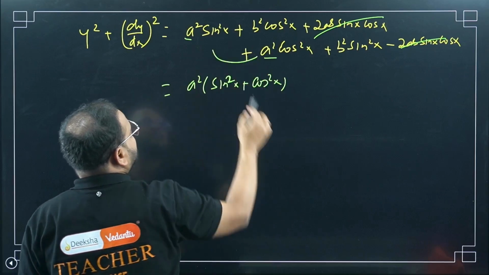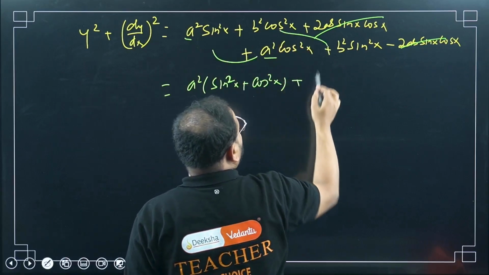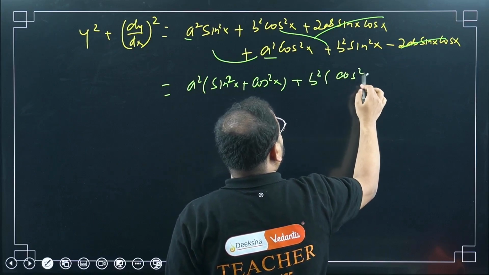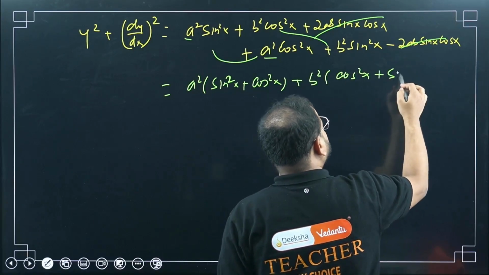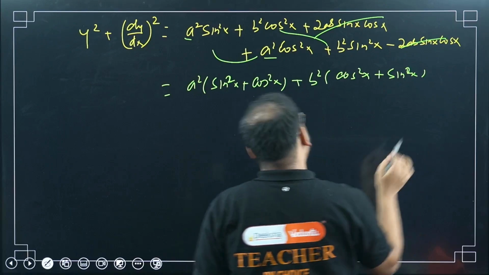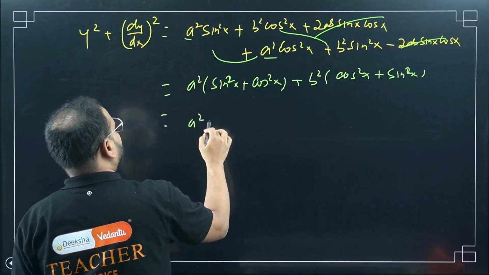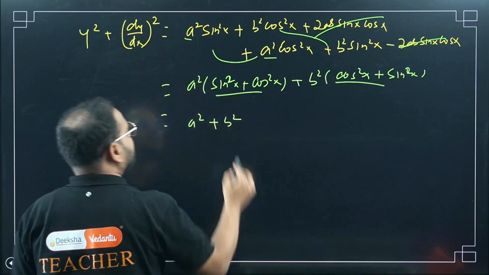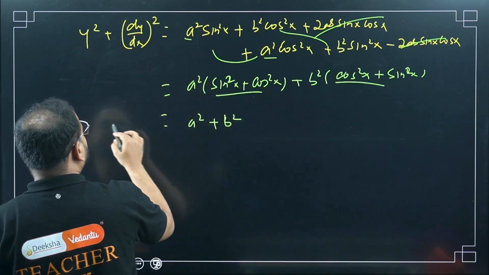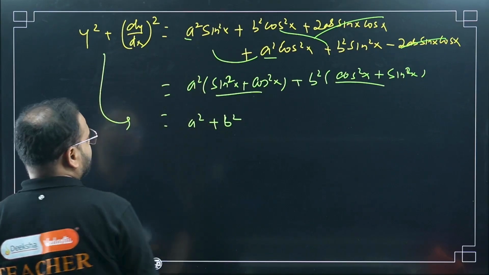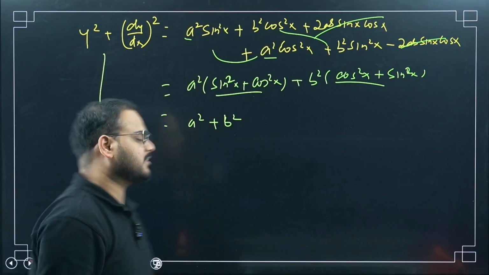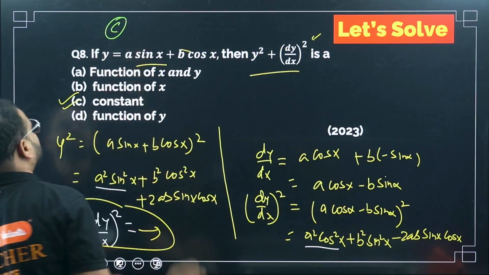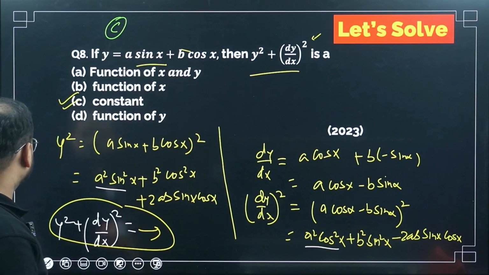Yes or no for the first two terms? Over here, take b square common in these two terms. So b square times cos square x plus sin square x. These are identities, right? I can write it as a square plus b square, because this is 1 and this also is 1. So a square plus b square. Is this not a constant? So my given condition simply comes as the sum of squares of constant numbers. What is my answer? C, sir. Question number 8 is very, very simple.